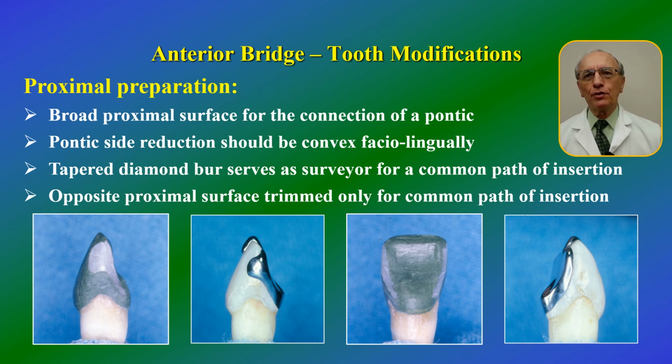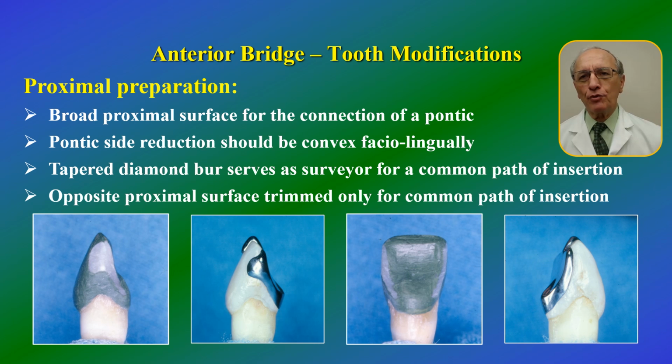Let us describe the tooth modification or preparation for a Maryland bridge. The proximal portion supporting a pontic segment should be trimmed to create a vertically broad proximal surface to enable a solid metal connection for a pontic segment. The pontic side of the tooth should be convex facial-lingually, limiting prostheses to a vertical path of insertion and withdrawal. This is more important for mandibular bridges where occlusal forces attempt to displace the bridge lingually.